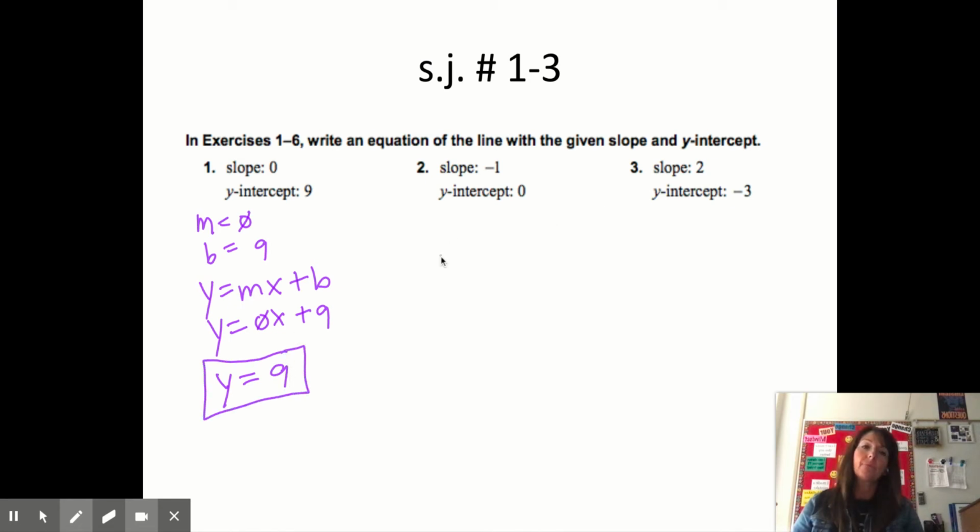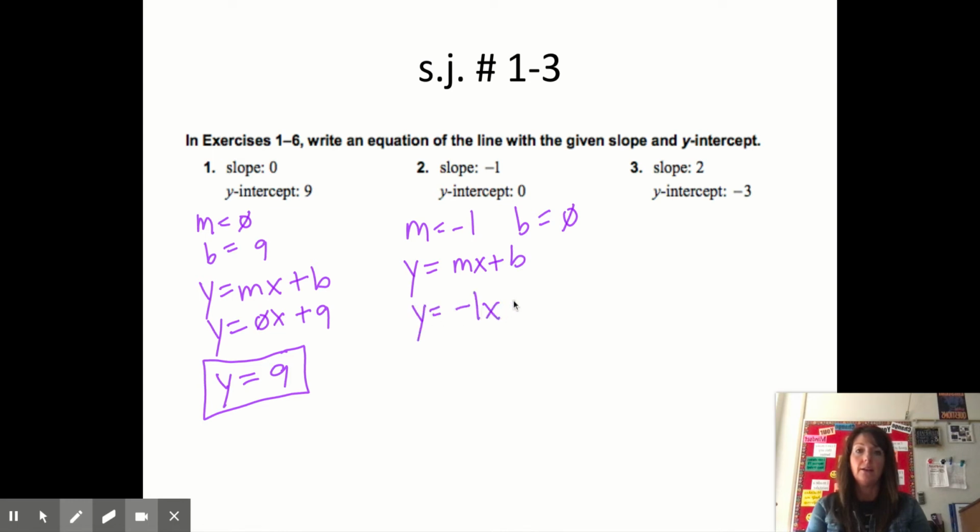Okay. Number 2, we'll have m is equal to -1 and b is equal to 0. So substituting it into the linear equation form, we have -1x and then plus 0, which means we could just write it as y is equal to -1x.